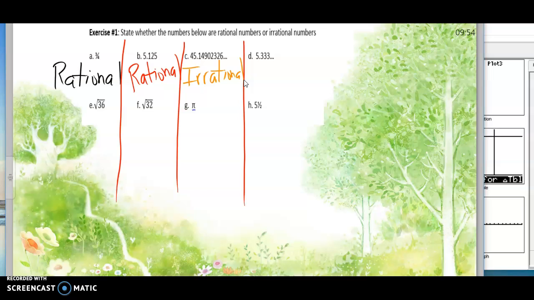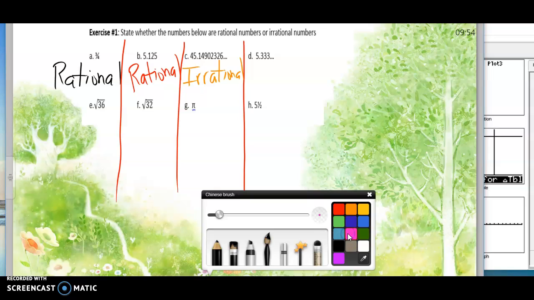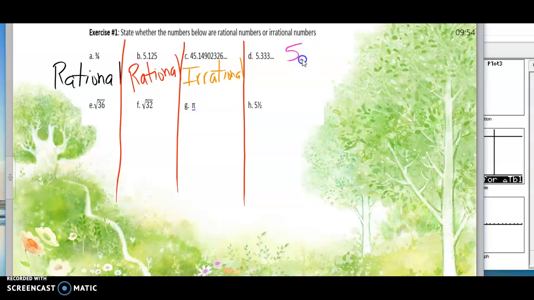Letter D, we have a never-ending decimal, but it repeats. And we can see that because the 3 is repeating. Now, this is also written as 5.3 with a line over it. So you can see that. Repeating numbers, or decimals for that matter, are rational.